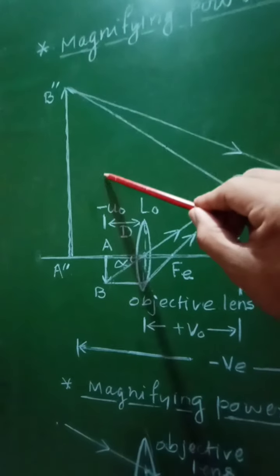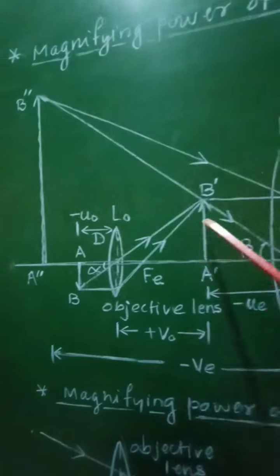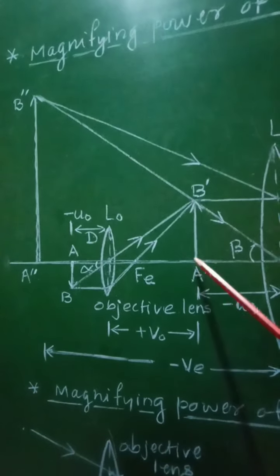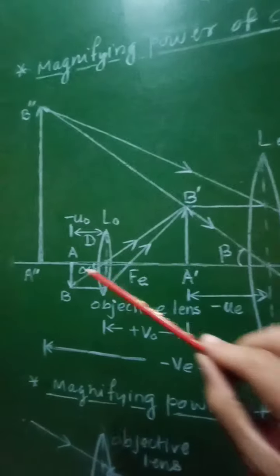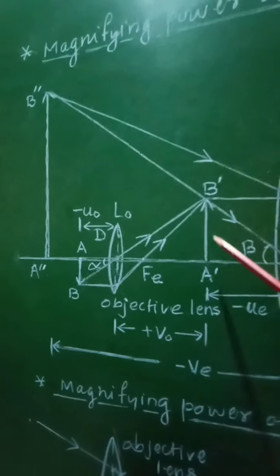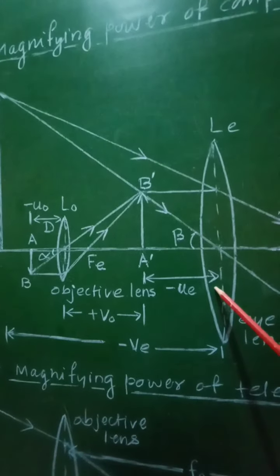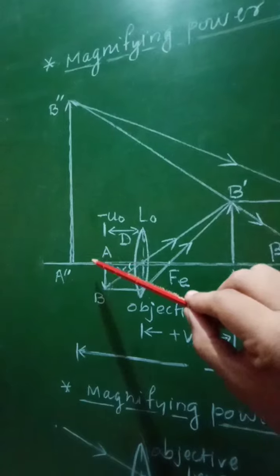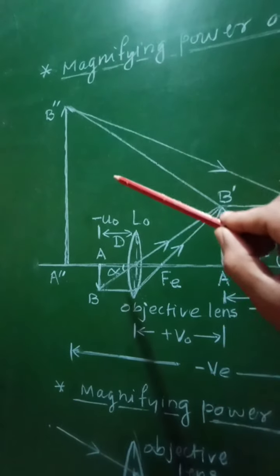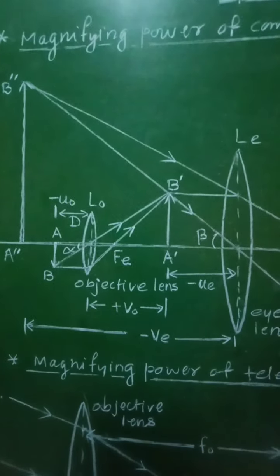B double dash. So this will be the object AB, then A dash B dash will be the image formed due to the objective lens, and A double dash B double dash will be the final image formed due to this eye lens. Now in this case the size of AB is small as compared with A double dash B double dash, and therefore in this case there is magnification.